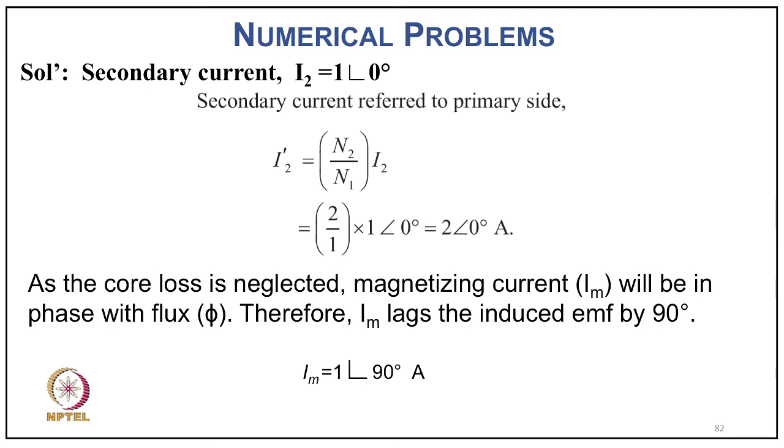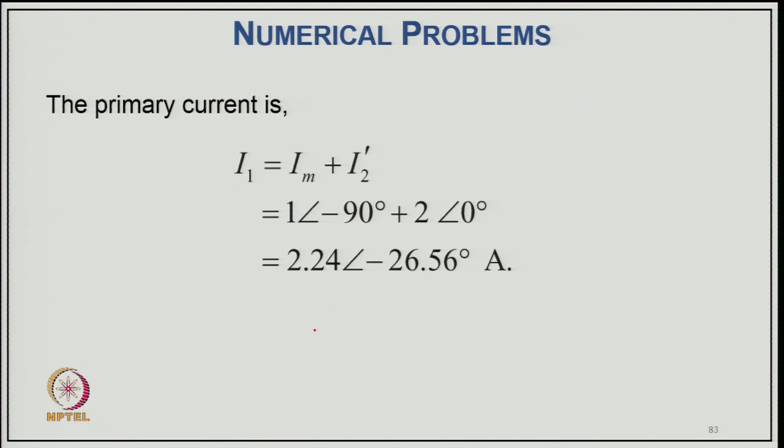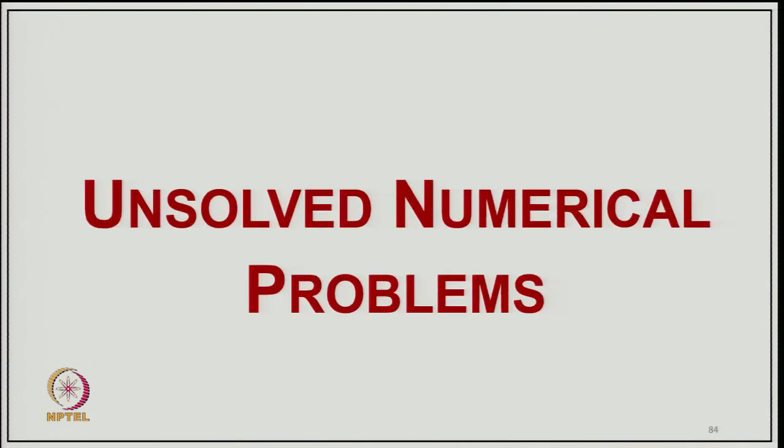So, the secondary referred to primary will be I2 dash equal to N2 upon N1 into I2, that is 2 upon 1 into 1 at the angle 0. So, it is 2 at the angle of 0 degree ampere. As the core loss is neglected, the magnetizing current will be phase shifted with the flux. So, therefore, Im lags the induced EMF by 90. So, Im is 1 ampere at the angle of minus 90 degree. So, primary current will be I1 equal to Im plus I2 dash, that is 1 ampere at the minus 90 degree angle plus 2 at the angle of 0 degree. So, it becomes 2.24 at the angle of minus 26.56 degree ampere.